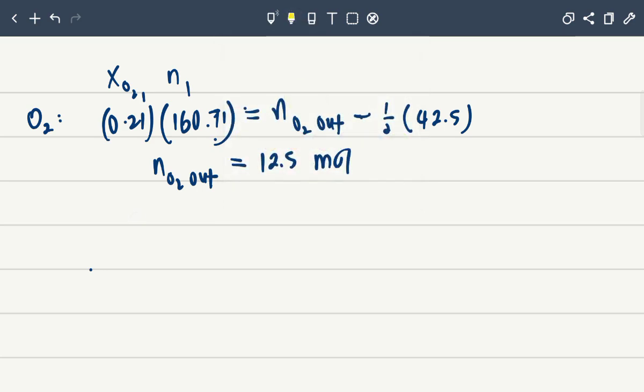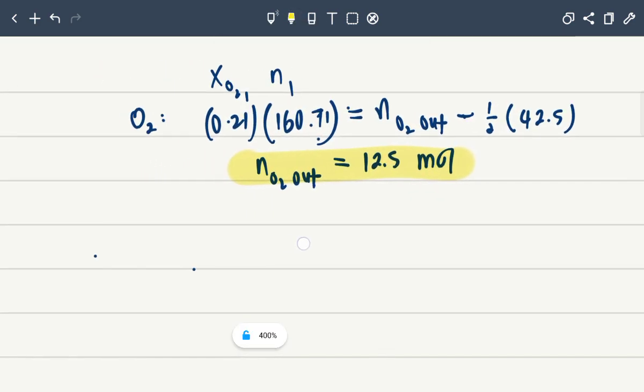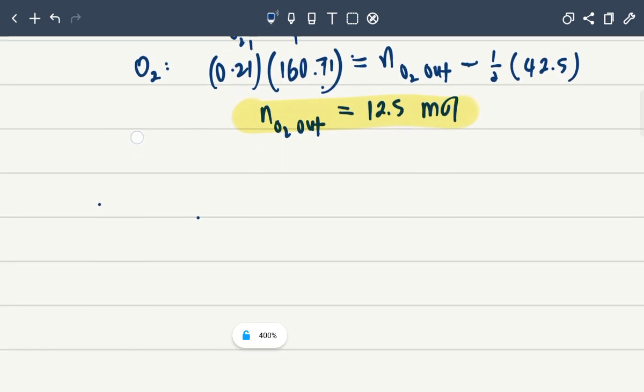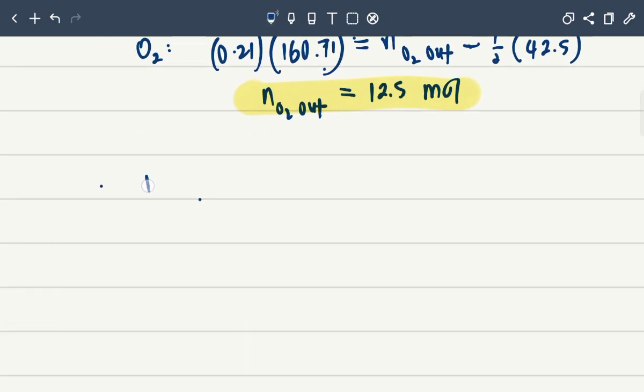This is your another answer. Next, kita boleh buat untuk N2. N2 tadi input tak ada kan? So kosong lah. So output NO2 out minus minus ke? Bukan, plus. Oh, sorry. Input ada sebab dia air kan?